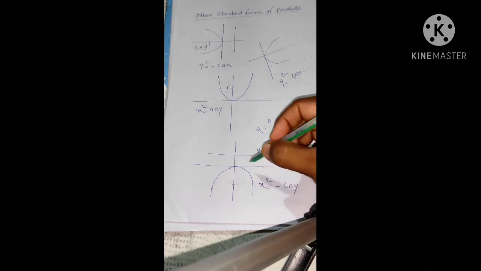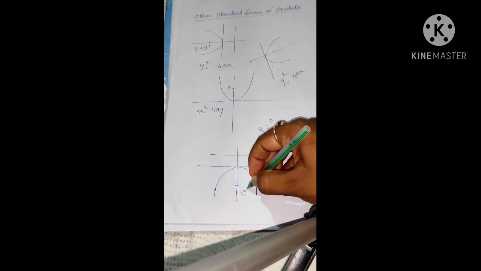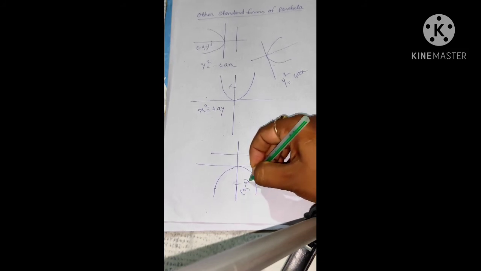What I am trying to suggest is that if, suppose, I take the focus point, then it will be (0, -a). So my directrix will be y equal to a. See, I have changed the sign. This is the way we can find the directrix.